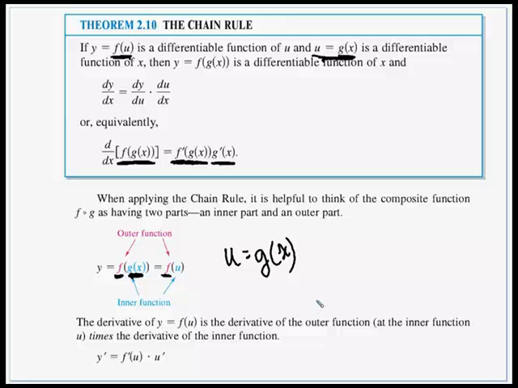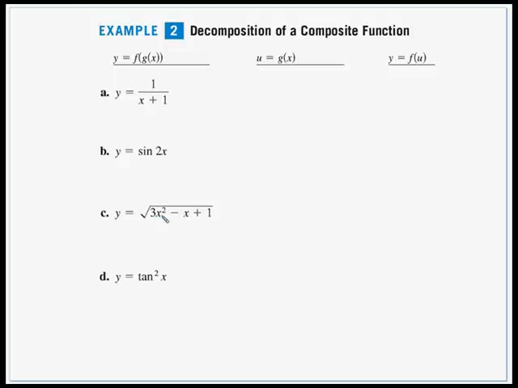that inner function. The derivative of y equals f of u is the derivative of the outer function at the inner function u times the derivative of the inner function. So we have y equals f of u. Well, that's just f prime of u times the inner function's derivative, u prime. Again, a little confusing, but when we do a couple examples, this will make a lot more sense.